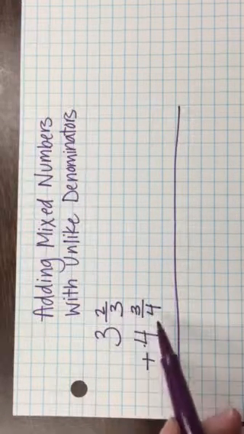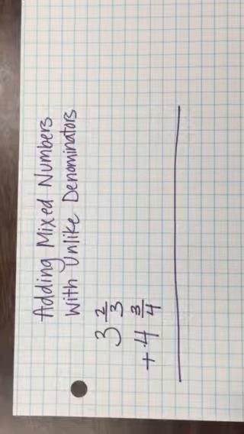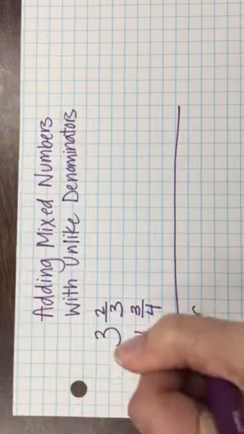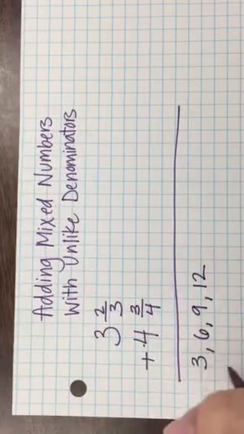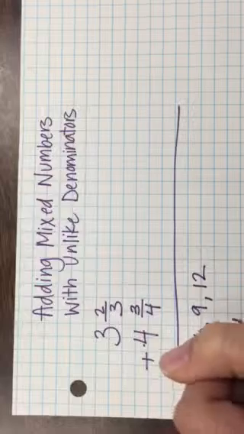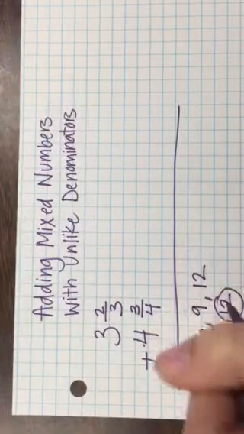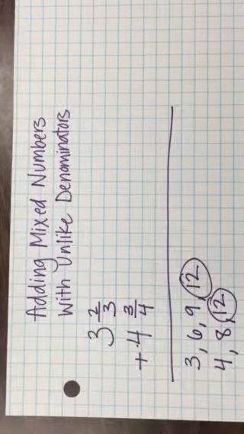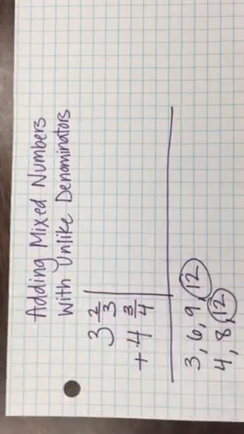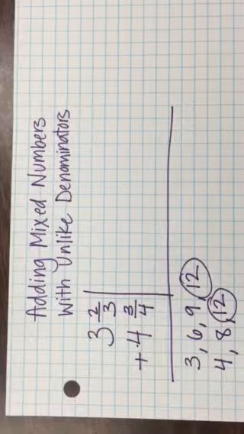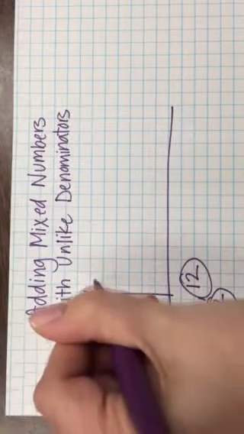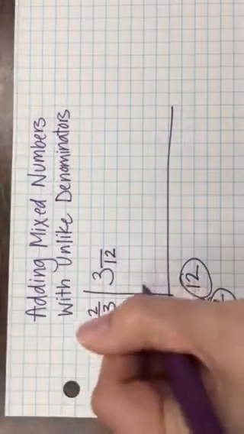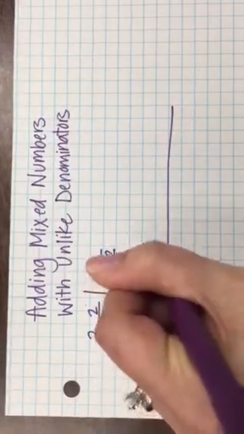They're different. We have a 3 and a 4, so we're going to have to list out the multiples of both of the numbers. So 3, 6, 9, 12; 4, 8, 12. Well, the smallest number they both have in common is 12, so I know that number is going to be my new denominator. So I'm going to make an equivalent fraction for the fractions. The whole numbers stay the same. So it's going to be 3 and some number over 12 plus 4 and some number over 12.